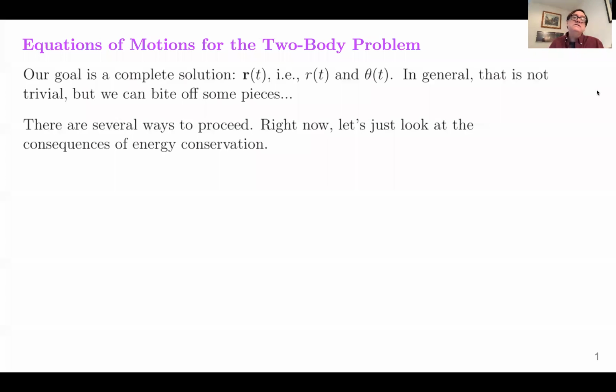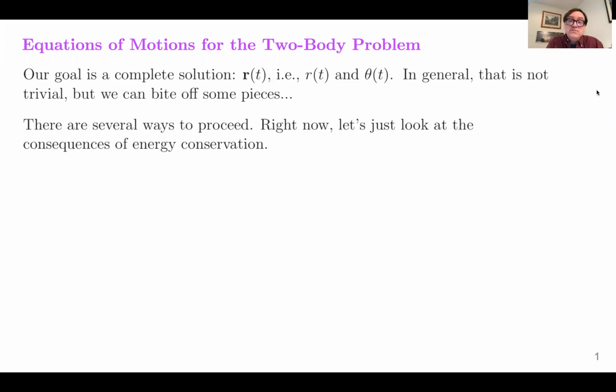Welcome back. So we are in the middle of working out the details of the two-body problem, two mutually gravitating objects in an otherwise vacuum. In the previous video, we set up the problem. We expressed everything in center of mass coordinates such that our position and velocity coordinates are now just the relative r and v, relative position and velocity vectors.